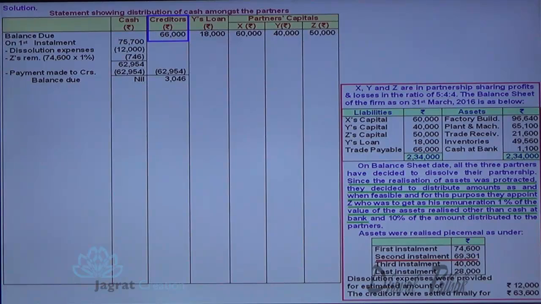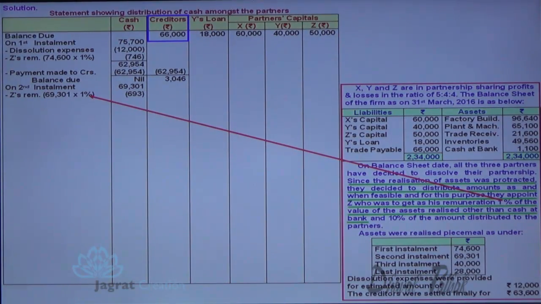So now the second installment is received. From that you are required to pay the creditors after deducting the discount. But this is the second realization. On that you are required to pay 1% of the second realization to Z as remuneration.